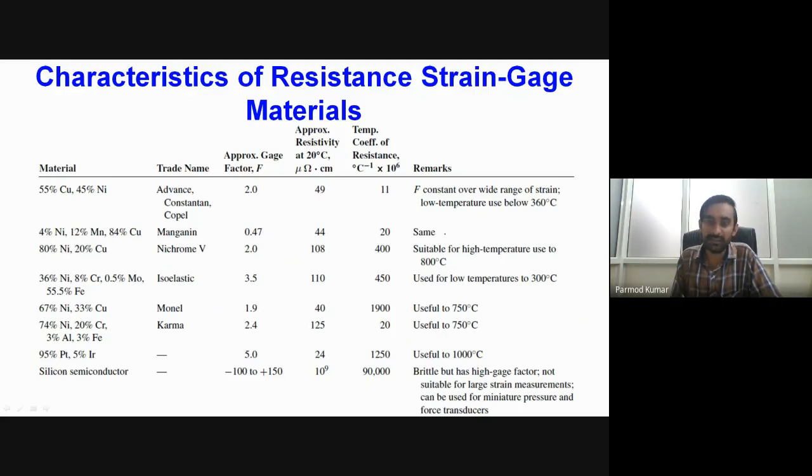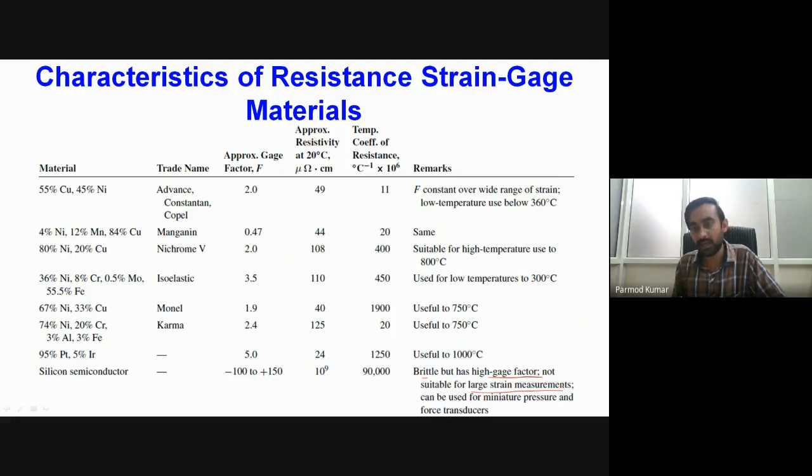You can see different temperature conditions are given under which these devices can be employed. Particularly, the silicon type semiconductor devices are brittle, but they have a high gauge factor. It means they are not suitable for large strain measurements, because when we have large strain, there will be chances that these brittle devices will fracture, and they will go into the plastic deformation region.